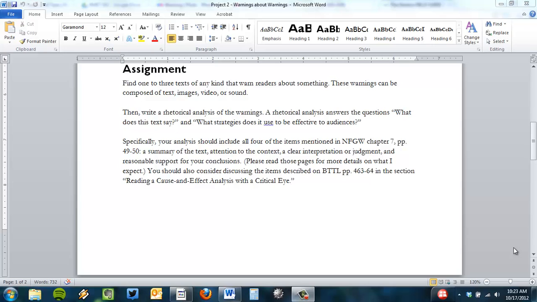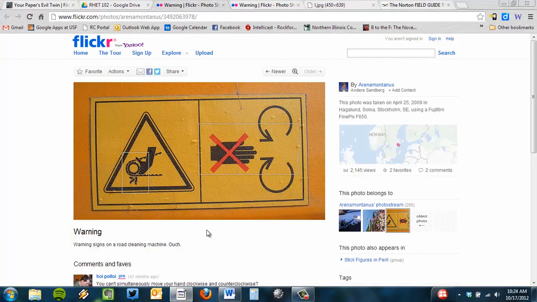But before you write your full draft of Project 2, I really want you to take some time to think about this. Here is the main question that this project has to do with. The rhetorical analysis answers the questions, what does this text say and what strategies does it use to be effective to audiences? What strategies does the text use to be effective? That's the key question. So say that I am looking at this warning. The main question is, how is this ad trying to be effective?